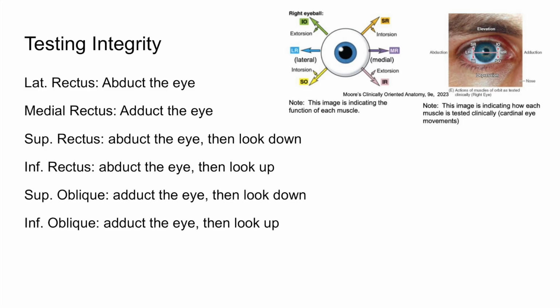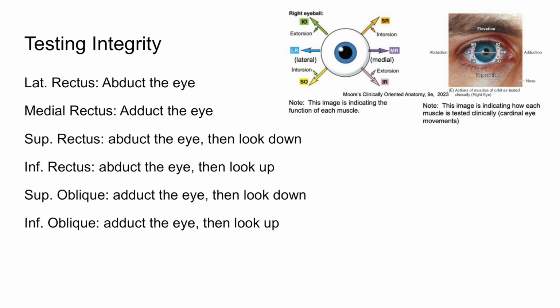All right, so this slide is about how to test extraocular muscle integrity. And this is where everything kind of comes together with cardinal directions of gaze. The key idea is that you're basically isolating each muscle by putting the eye in a position where that muscle becomes the primary mover. So starting simple, the lateral rectus abducts the eye, meaning you ask the patient to look laterally. And that tests cranial nerve 6, the abducens nerve. The medial rectus muscle adducts the eye, so you have the patient look medially towards the nose, which tests cranial nerve 3, the oculomotor nerve.